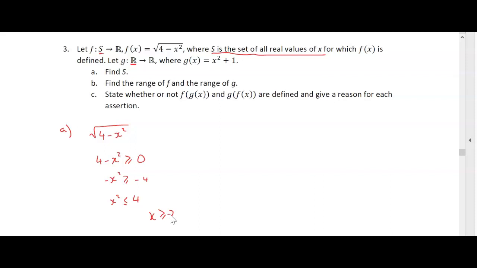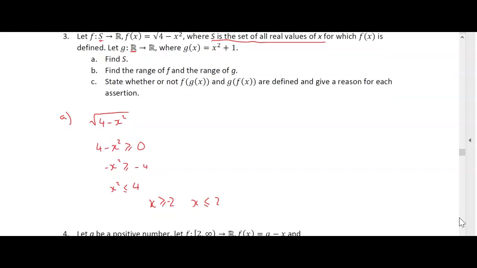If I substitute something smaller than -2, so it's always a good idea to check. If you're unsure about your inequality sign, just check. So -2 squared is 4, so 4 minus 4 is 0. If I was to substitute in -3, I would have 4 minus 9, so I'm going to have a negative. So x has to be greater than or equal to -2, and x has to be less than or equal to 2. And you could just write that as -2 to 2, like so.